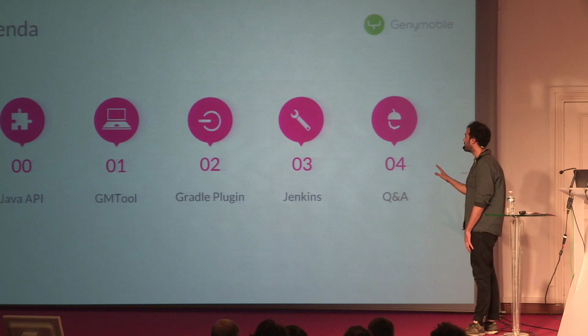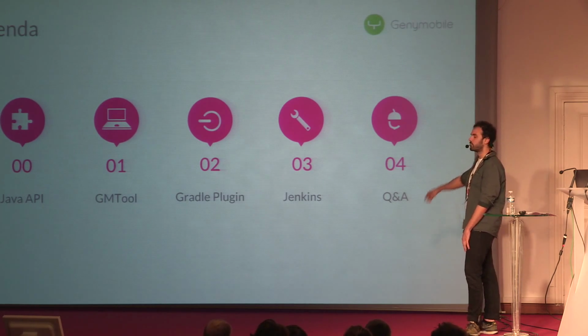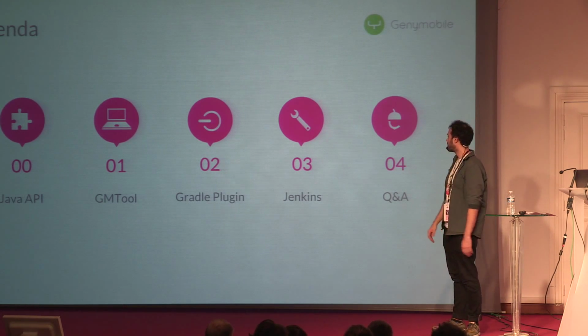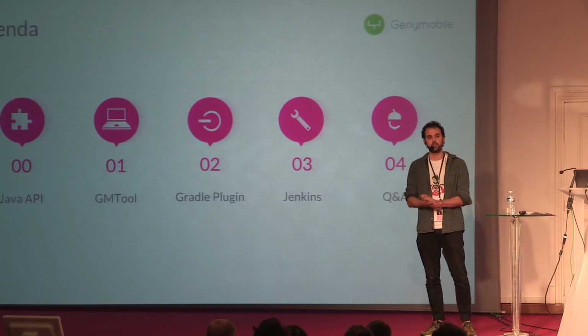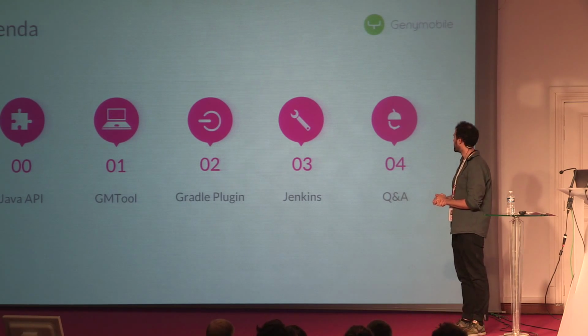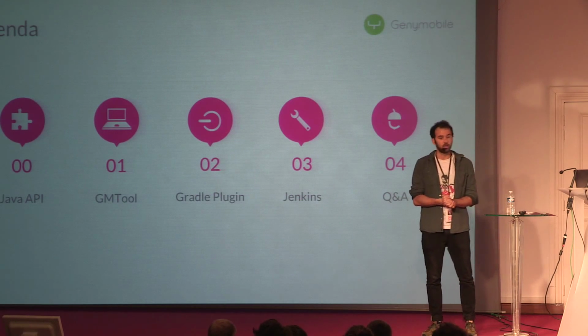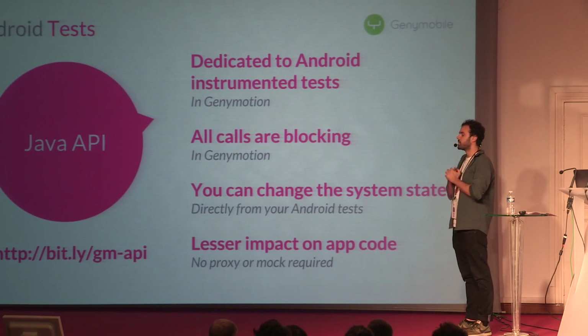So a bit of the agenda. I'm going to present you the different tools, all the way to Jenkins and how you can integrate Genymotion on your CI. And hopefully we have some time for some Q&A at the end. So to start with, we have the Java API.